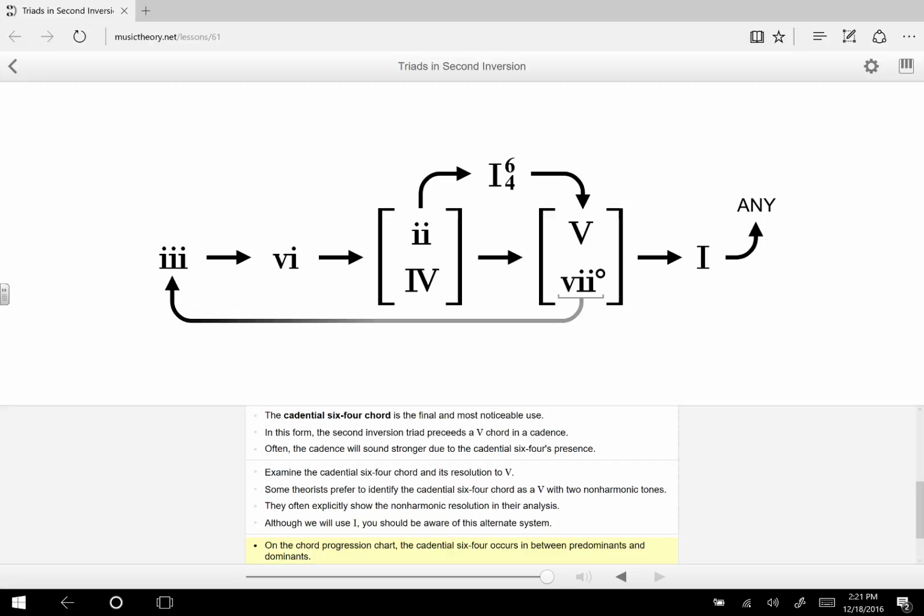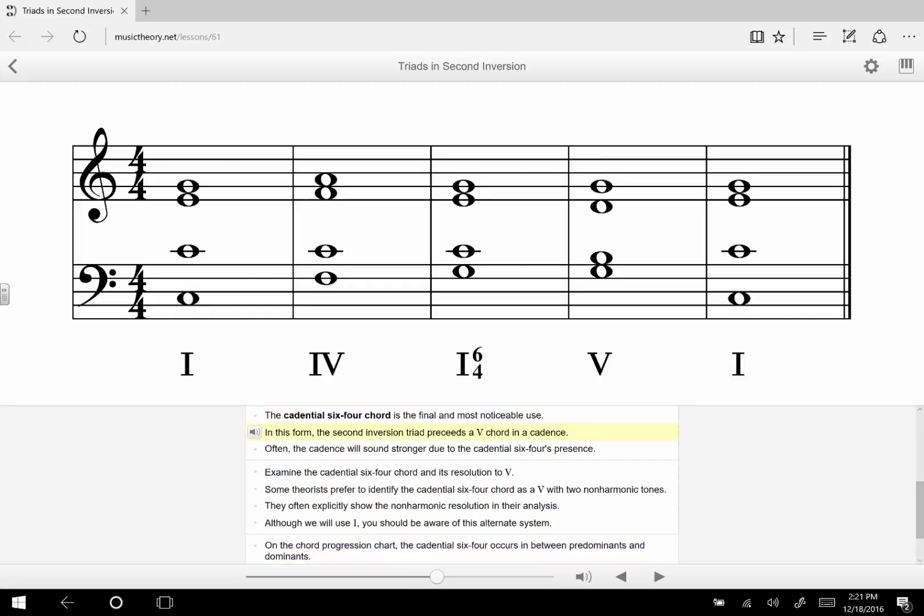Okay, so let's just quickly go back and review everything that we've done on this page. So here is our harmonic progression, and we see that we have a cadential 6/4 in measure 3 and 4 because we're going from a 1, 6, 4 to a 5 chord.